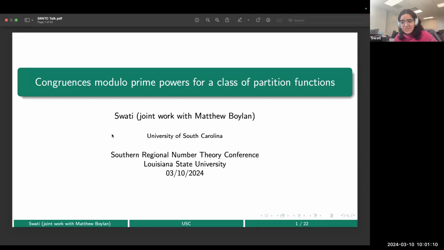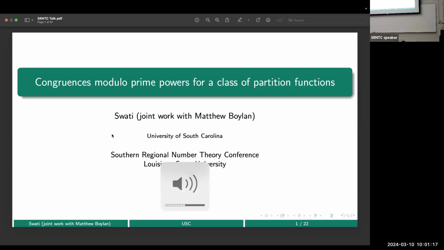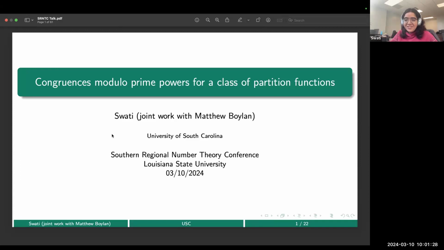So, okay, the first speaker is Swati from University of South Carolina, and she will talk about congruence modulo high powers for a class of partition functions. Swati, please take over. Yeah, thank you for the introduction.